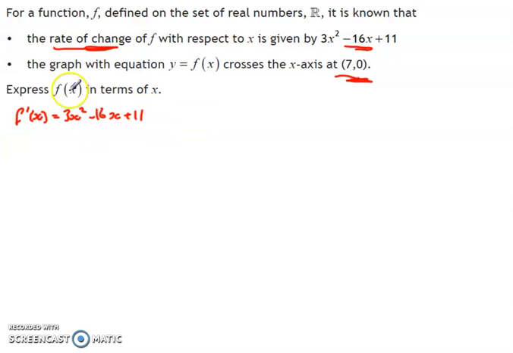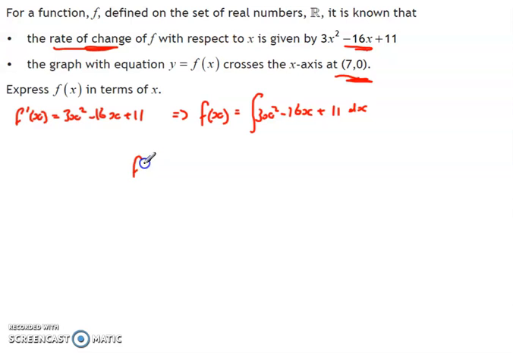So what I want to do is find the original function y equals f of x. In order to do that, I have to integrate this with respect to x. So I know then that f of x is going to equal the integral of 3x squared minus 16x plus 11 dx, because it's with respect to x. So I'm just going to integrate each term on its own and then see where we go from there.